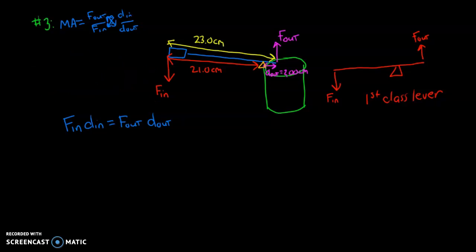Alright, so now I plug my numbers in. My force in is given to me in the problem at 84.3 newtons. My distance in, we just solved for that. We're given 21.0 centimeters. I want to use meters, so it's going to be 0.21 meters. And that's going to equal my force out, which I'm trying to solve for, times my distance out, which was given at 2.00 centimeters, which would be 0.02 meters. So I'm going to divide both sides by 0.02.